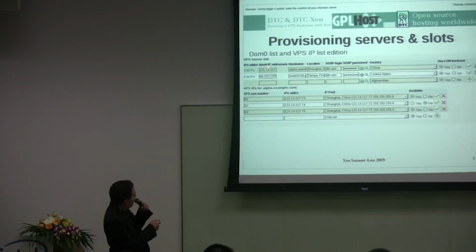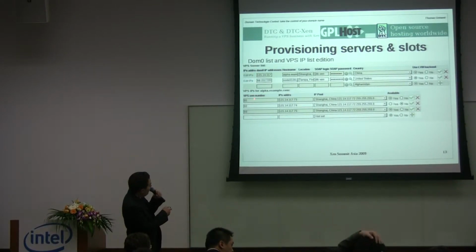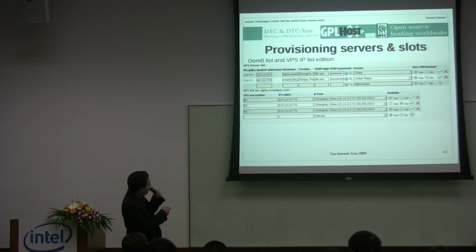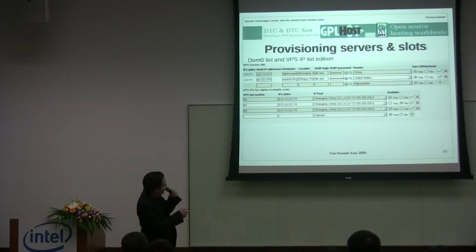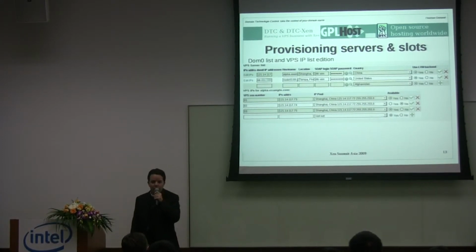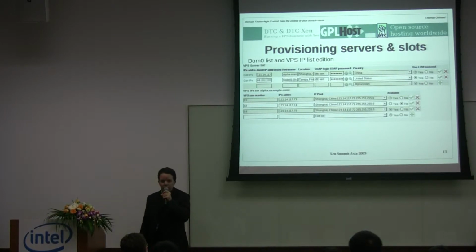Once you've added Dom0 here, you click here, and then it shows the IP addresses of the VPSes. So it's Xen numbers that you set up here, so it's anonymized. And then you give the IPs and the IP pool, and then the software does the rest for installing VPSes.